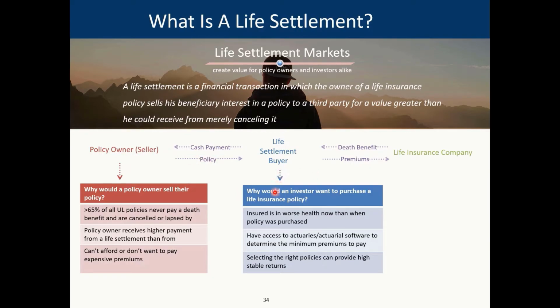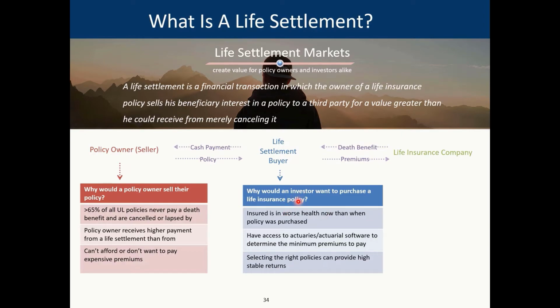So you might be thinking, well, I understand why a policy owner would sell their policy. It makes sense, right? Since they can liquidate at a higher amount than they could from canceling it. But why would the investor want to purchase it? Well, oftentimes the insured is in a lot worse health now than when the policy was purchased. Especially if they were in great health, they got a policy with low premiums, but now they've had some health mishaps or they've gotten older and they're in worse health. So essentially there's an opportunity, a mortality play here, where the premiums are low relative to the underlying risk.